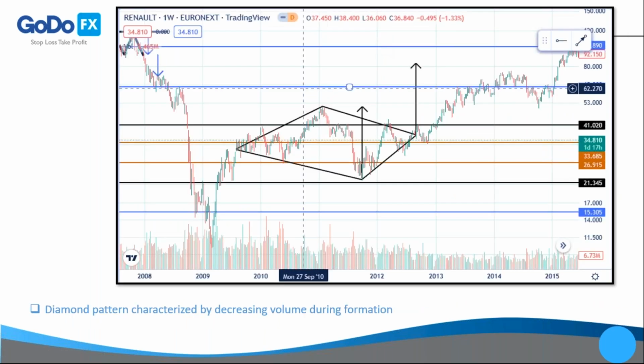We also went through the diamond shape. As you can see in the photo, this is a diamond characterized by two support and two resistance lines. We draw an arrow from the bottom to the top of the diamond and paste it at the end of the shape. And eventually the price will reach the objective. The diamond is characterized by a decreasing volume. You can see the trading volume decreasing during its formation.